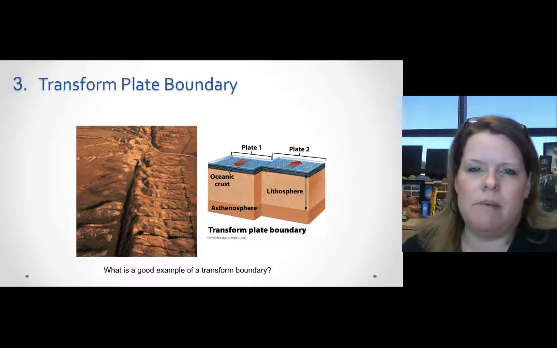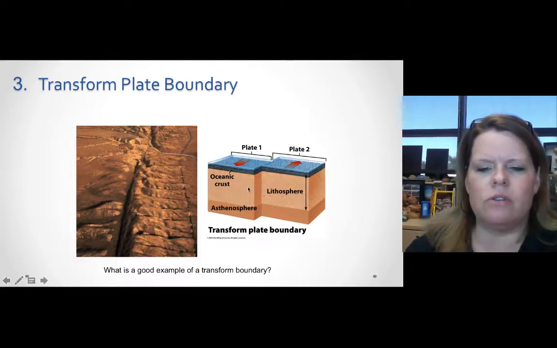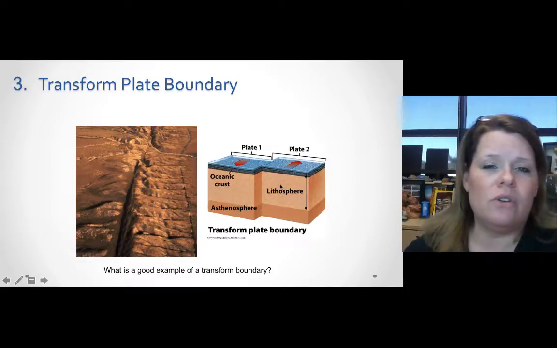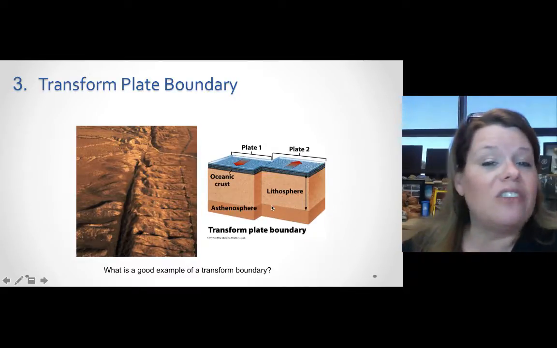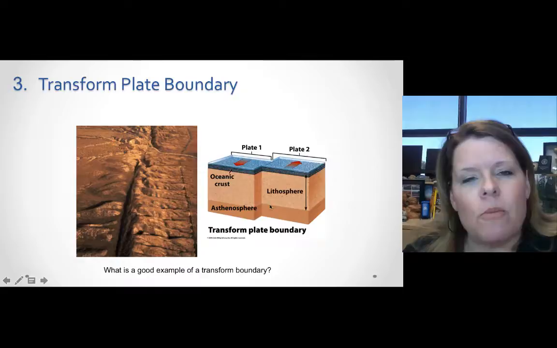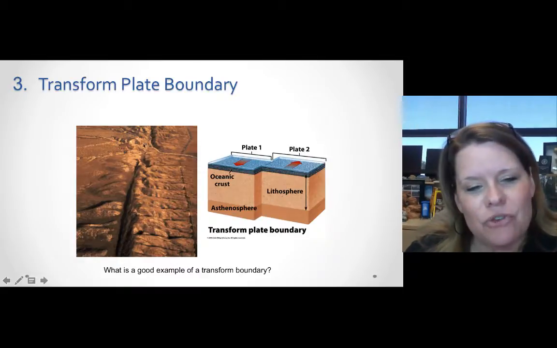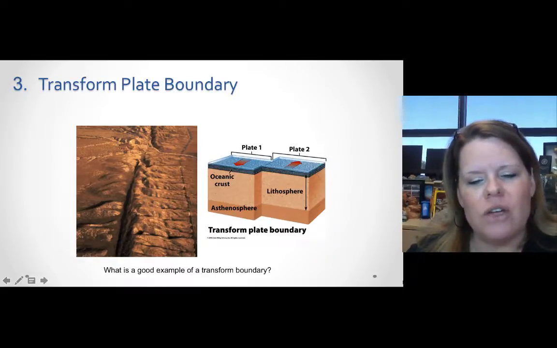A transform plate boundary is where they slip next to each other. So have a good look at this, where ocean crust and continental crust are. You could have two continental areas sliding by each other, but typically it's ocean crust and continental crust, or ocean to ocean crust, that's sliding next to each other. There's one place in the world where you can actually see this above land, or above water, should I say, and it's here at the San Andreas Fault.